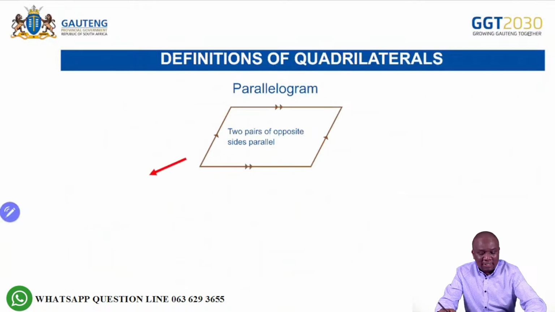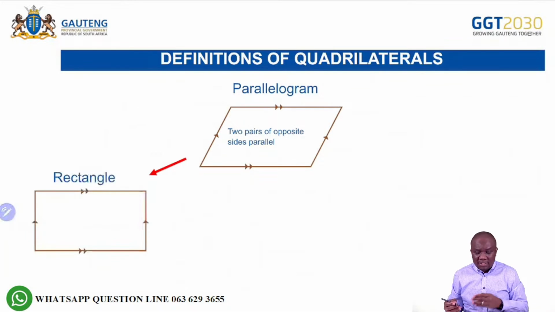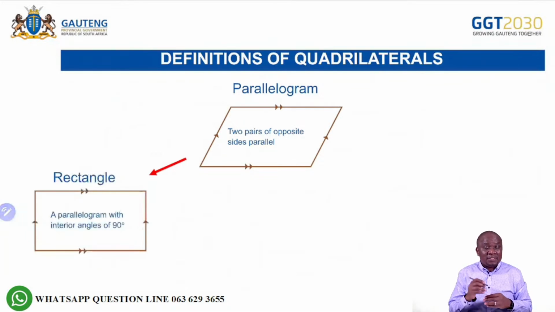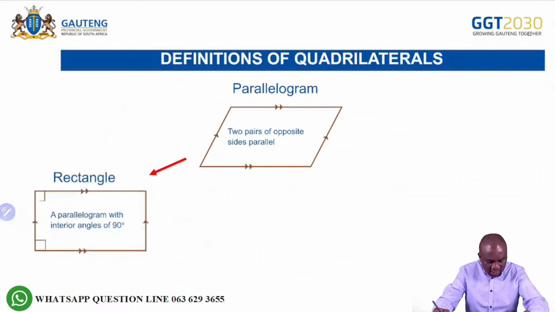And then under parallelograms, we have a rectangle. And you can see that a rectangle now has two pairs of opposite sides that are parallel. So it is a parallelogram. So now, what makes it special now? Why is it called a rectangle? It is called a rectangle because each interior angle is 90 degrees. So it is a parallelogram with interior angles of 90 degrees. That's a rectangle, which is a parallelogram. Okay, so the interior angles are each 90 degrees.